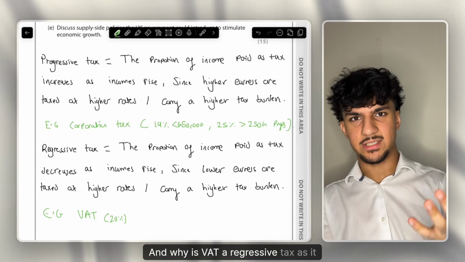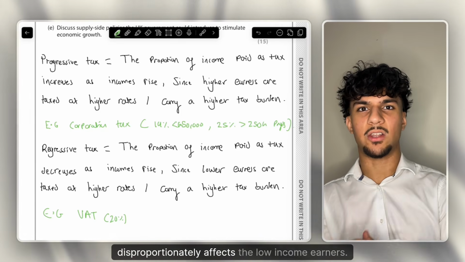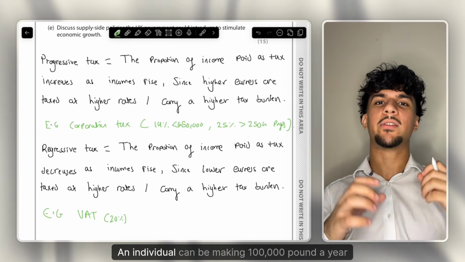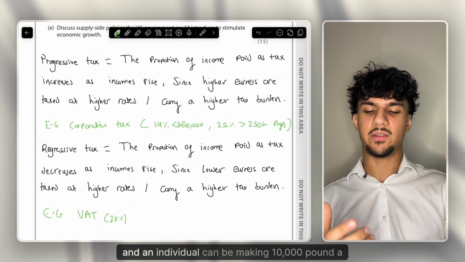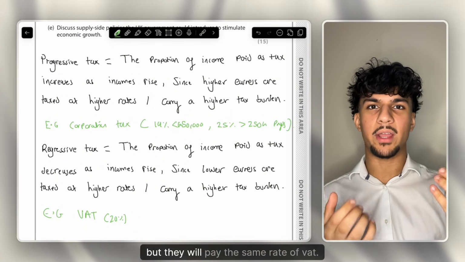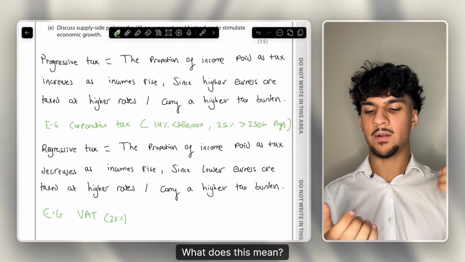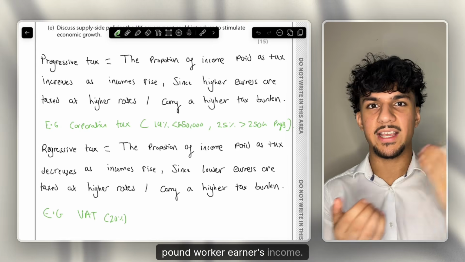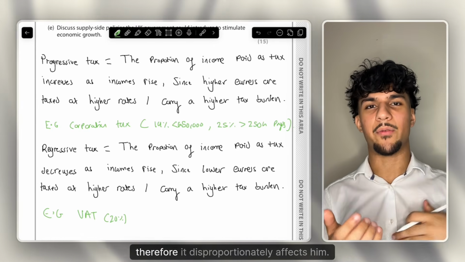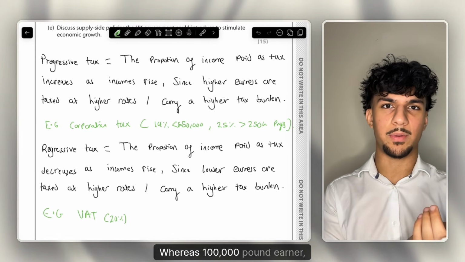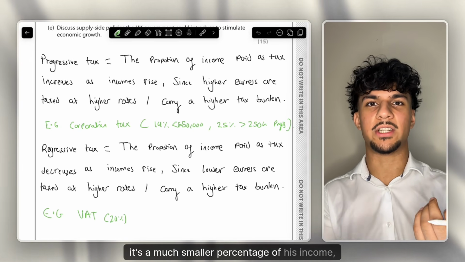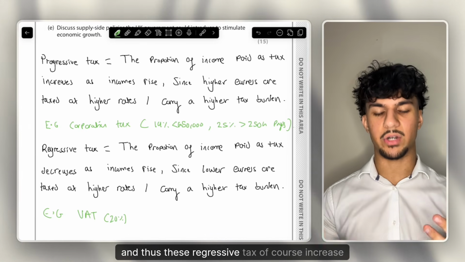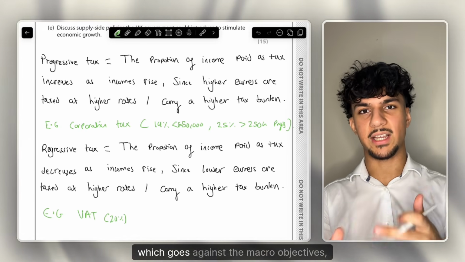And why is VAT a regressive tax? As it disproportionately affects the low income earners, since VAT is a flat rate tax, it's 20% on all goods and services. An individual can be making £100,000 a year, and an individual can be making £10,000 a year, but they will pay the same rate of VAT. What does this mean? That VAT is a higher proportion of the £10,000 earner's income. So therefore it disproportionately affects him, whereas for a £100,000 earner, it's a much smaller percentage of his income, therefore it affects him much less. Therefore, this is why we call VAT a regressive tax. And thus, regressive taxes, of course, increase inequality, which goes against the macro objectives.